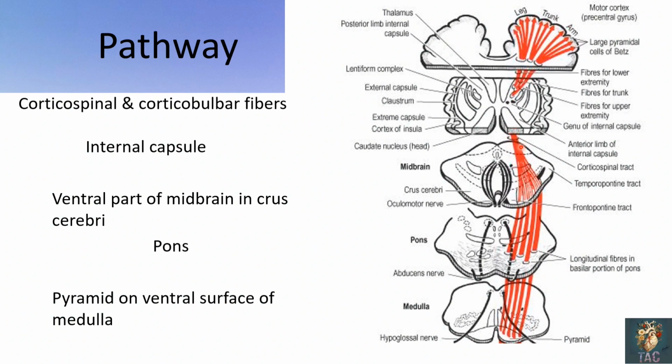Then the fibers enter the ventral part of the midbrain in the crus cerebri, then enter the pons, and some of the fibers, which are corticobulbar fibers, relay over the motor nuclei here, and the remaining corticospinal fibers descend downwards to the level of the medulla oblongata. This is the upper part of the medulla oblongata. Here they run on the ventral surface of the medulla in the pyramids.